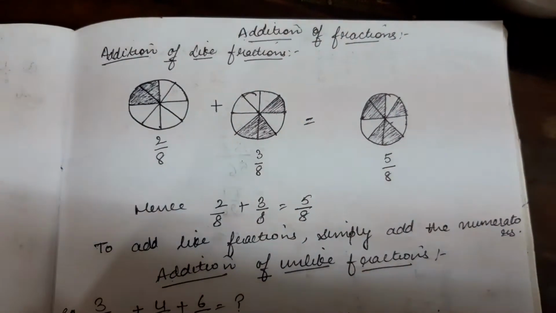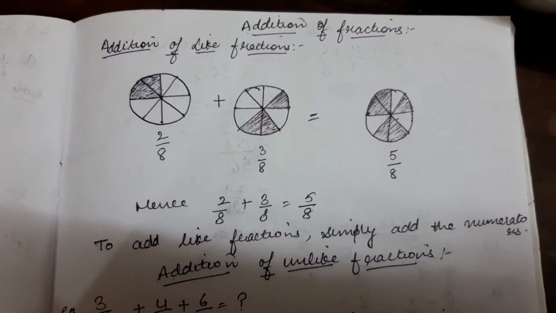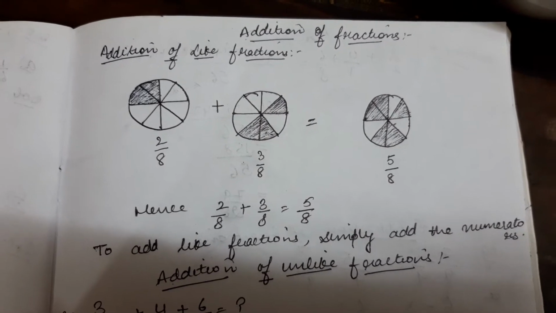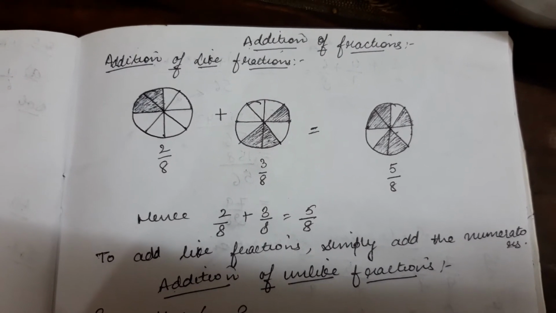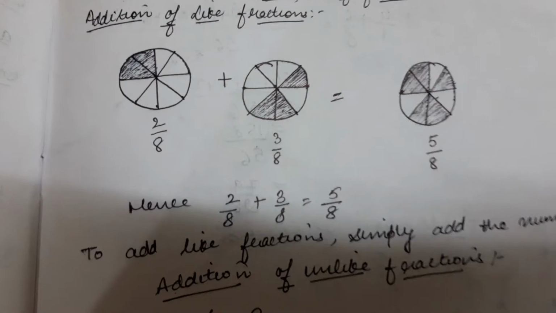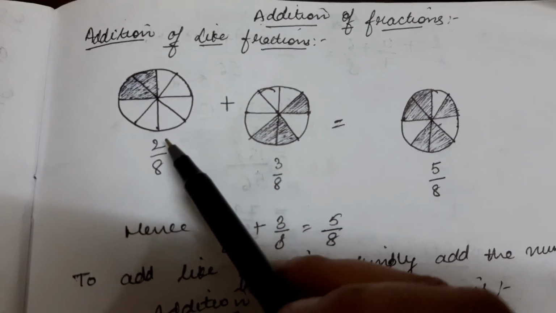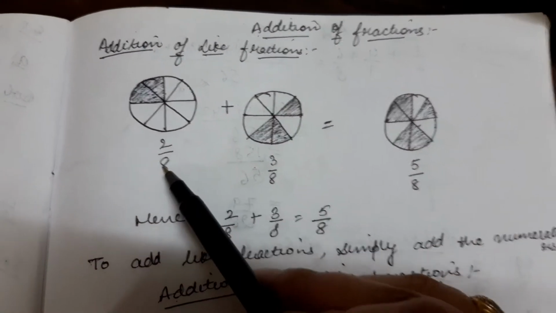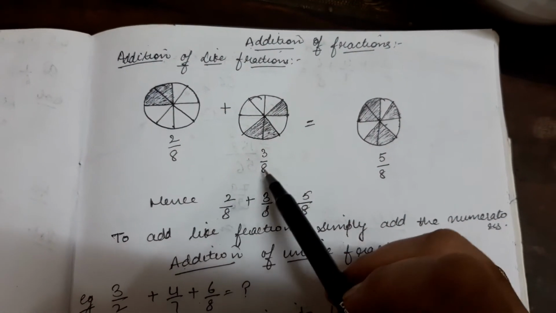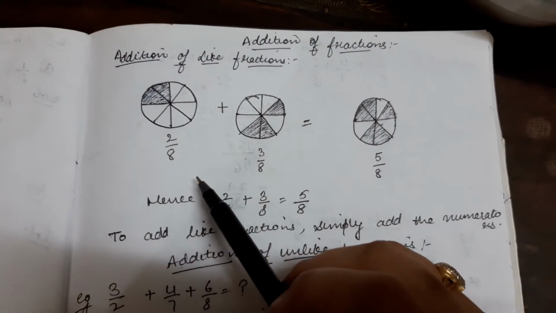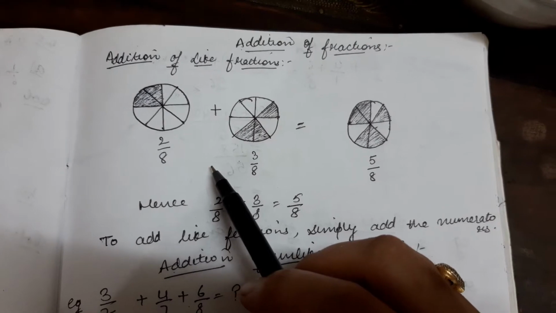Next topic in this chapter is addition of fractions. Suppose I have two fractions and I want to add them. First, if I have like fractions, see, I have the fractions 2 by 8 and 3 by 8. As you can see in these two fractions, the denominator is the same, 8. So these are like fractions. So, how will we add them?